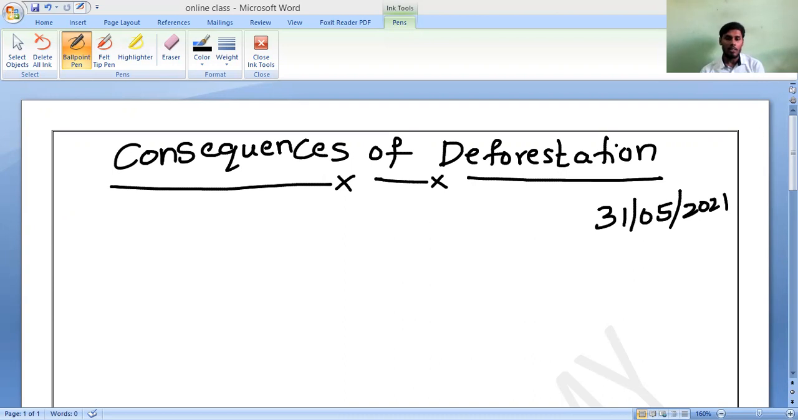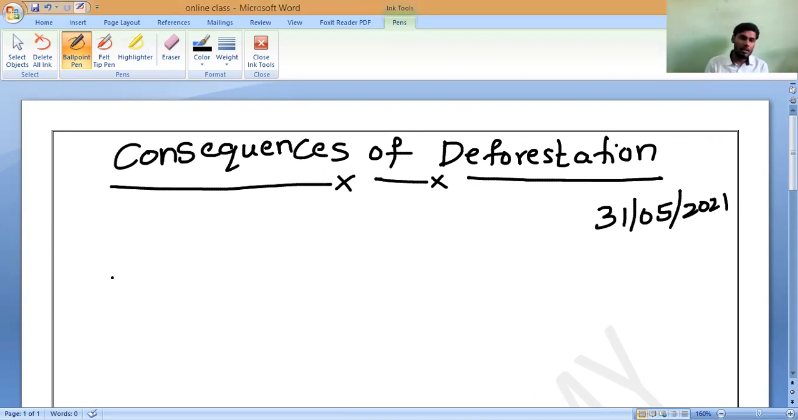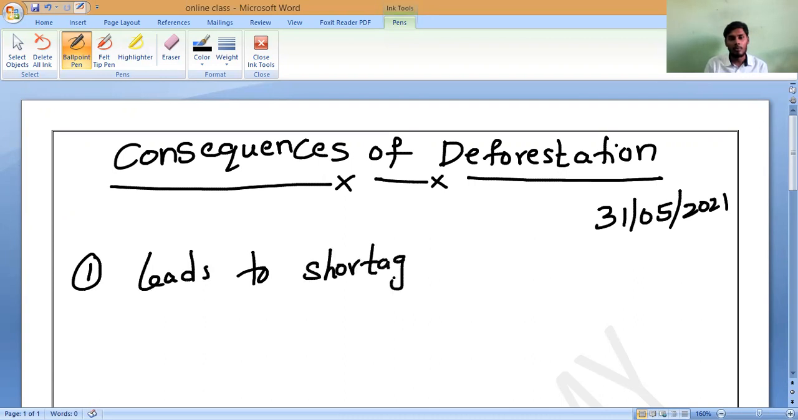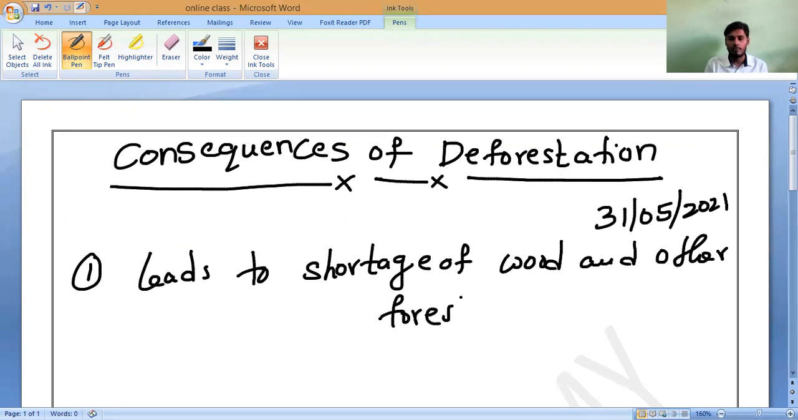Deforestation leads to a shortage of wood and other forest products. That is the first thing.